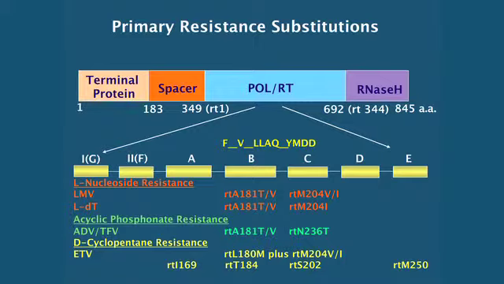The RT-L180M plus the RT-M204V or I that we see typically with lamivudine, telbivudine, the L-nucleoside group, plus one of the 169, a 184, a 202 or a 250 substitution. Now these 9 primary resistance substitutions have been classified into 5 pathways of drug resistance in chronic hepatitis B.